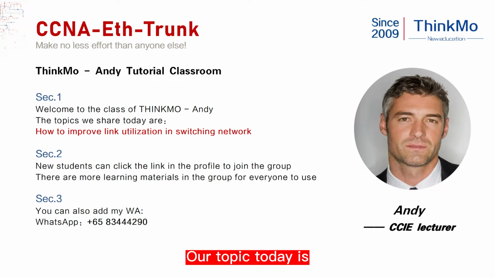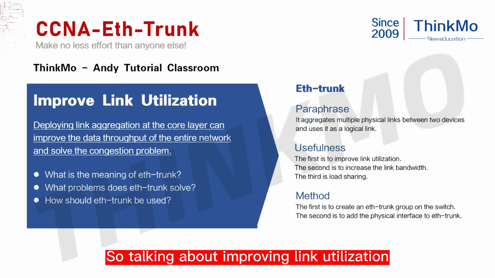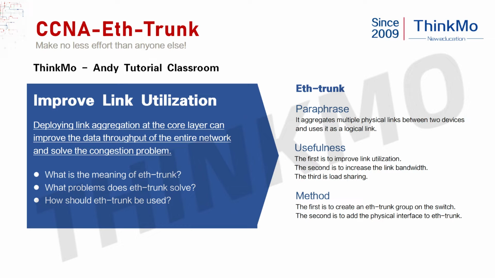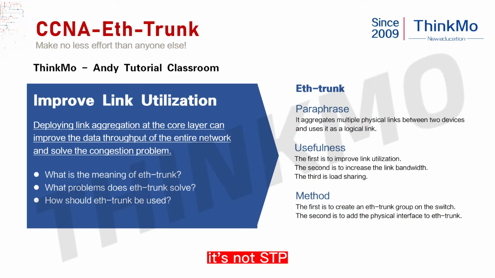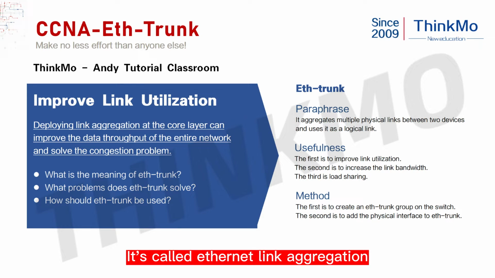Our topic today is on switching network: how to improve link utilization. So, talking about improving link utilization, probably you think about STP and MSTP. It can also improve link utilization, but we're not going to talk about STP today. Today we're going to focus on the ETH trunk. It's called Ethernet Link Aggregation. It is also known in the industry as LAG.